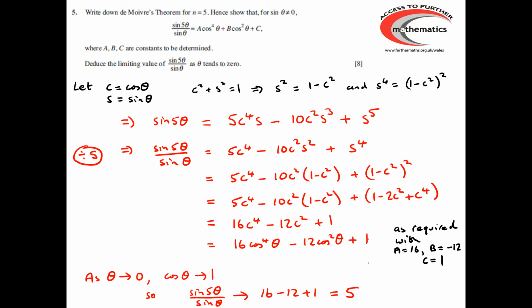Obtaining the final answer, 16 cos⁴ θ minus 12 cos² θ plus 1, gave us another mark. And then we needed to let θ tend to 0, realise cos θ tended to 1, and then deduce that sine 5θ over sine θ tended to 5 to obtain the final 2 marks.